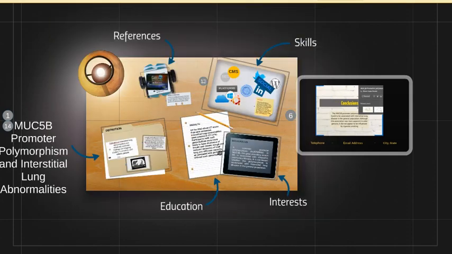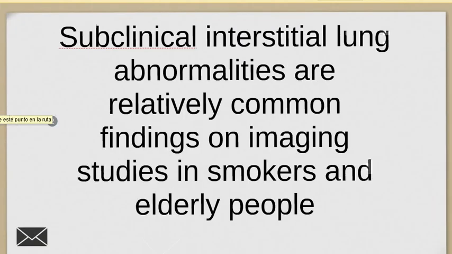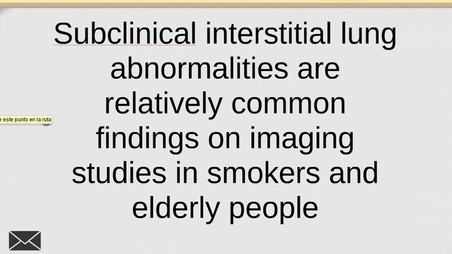Hi, this video is about MUC5B promoter polymorphism and interstitial lung abnormalities. Definition: what are subclinical interstitial lung abnormalities? They are relatively common findings on imaging studies in smokers and elderly people.